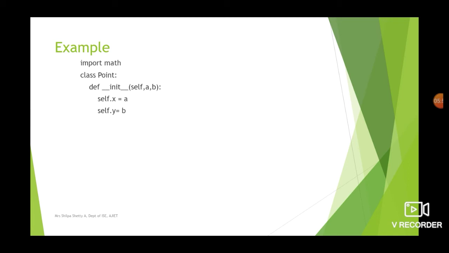So define init, and please make a note how this init method is defined: 2 underscores followed by init followed by 2 more underscores. Self, A, B. So the init method takes 3 parameters here. The first parameter is self. Now the self is similar to this pointer in C++. So in C++ we are using something called as this pointer.